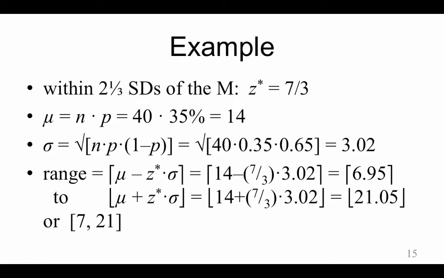And if we ask how many values fall within 7/3 of a standard deviation of the mean, we would multiply 3.02 times 7/3, subtract that value from 14, and add that value to 14. That gives us 6.95 for the lower bound, which we will round up to 7, and 21.05, which we will round down to 21. So the range of usual values that we would expect to see for the number of passes for this credentialing exam of 40 students would be between 7 and 21. More specifically, 98% of the time, if you had a group of 40 taking the exam, between 7 and 21 of them would pass the exam.